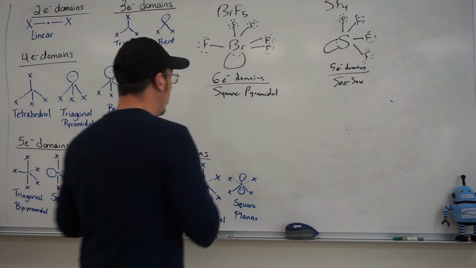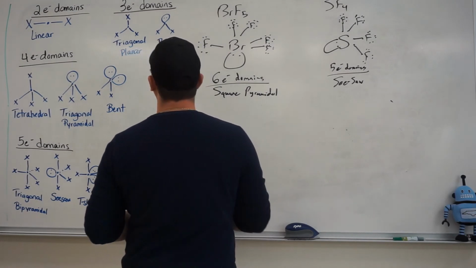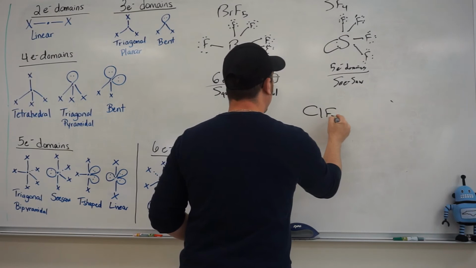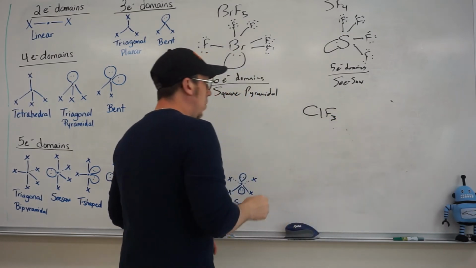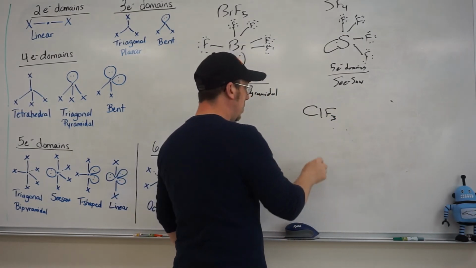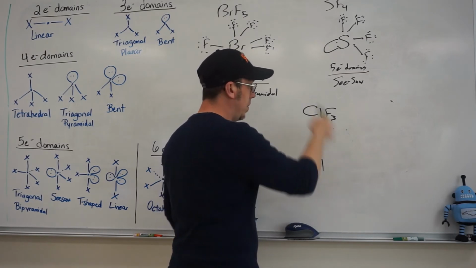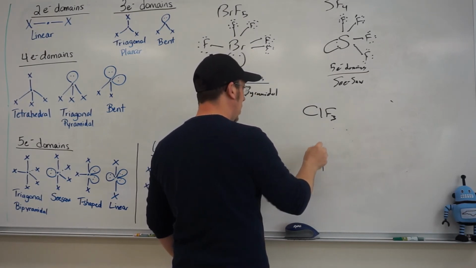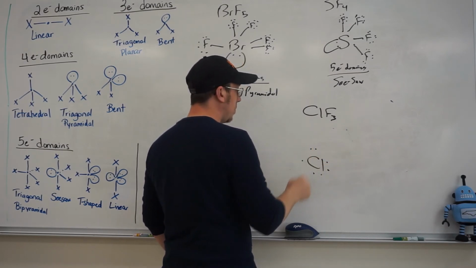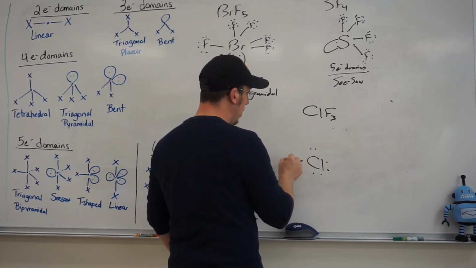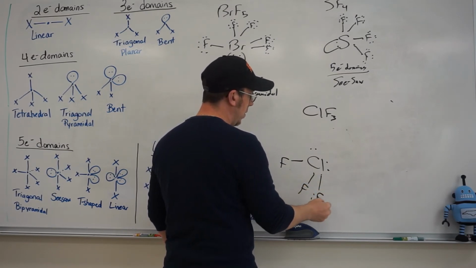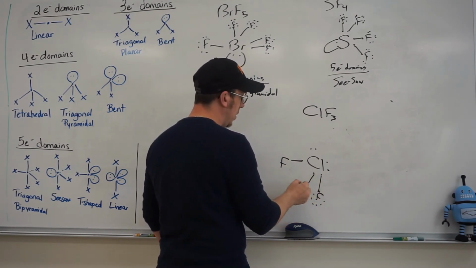Now, there's one more that we're going to do here in reference to the various domains, and that is ClF3. So again, we're going to start off with Cl being in the center. All right, the fluorine's going to be on the outside because you can't have more than 8 valence electrons in the fluorines. So the chlorine has 7, and there's 3 fluorines here. So we're going to bond the 3 fluorines here to the chlorine, and each fluorine has, again, 7 valence electrons.